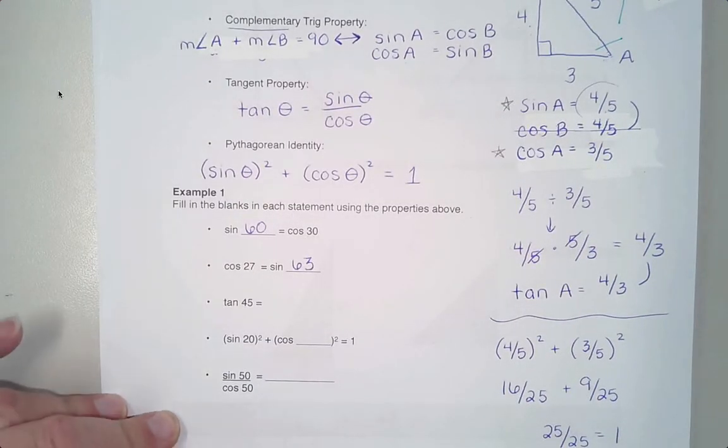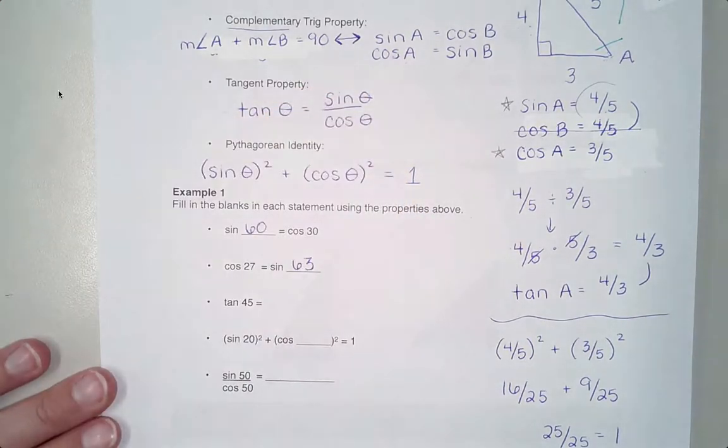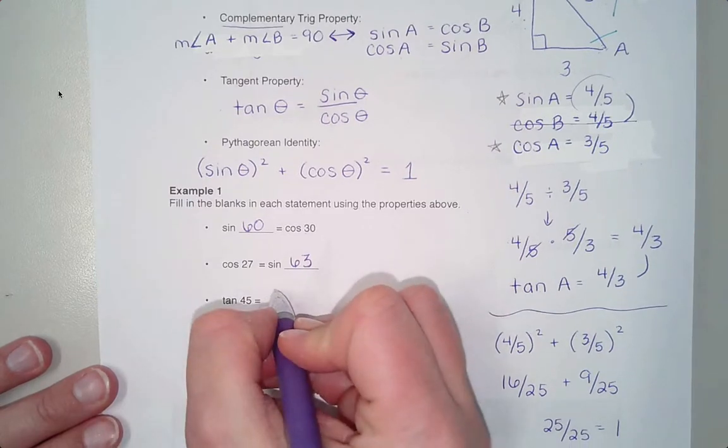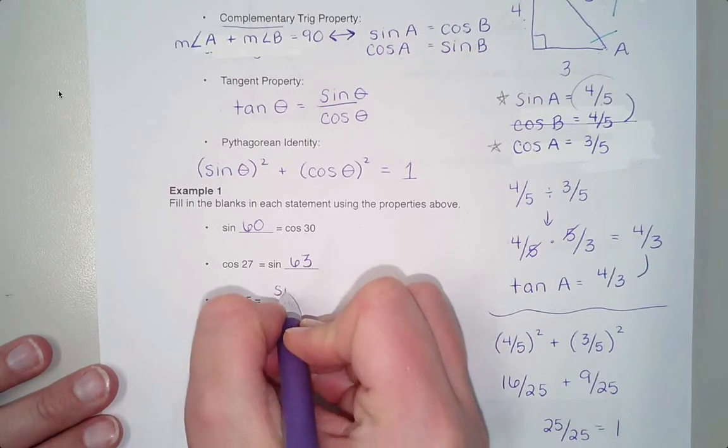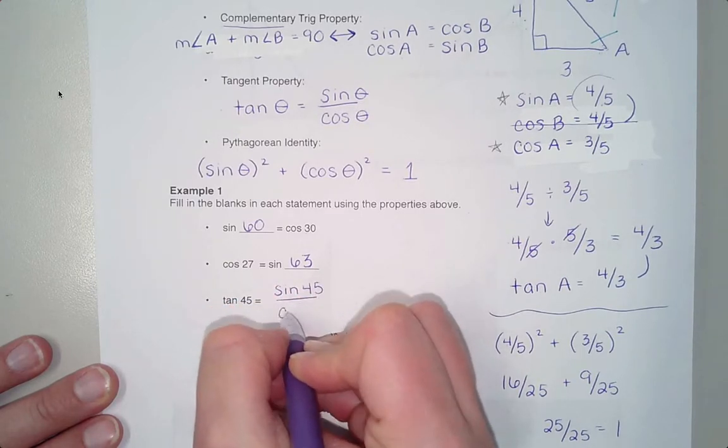All right, this next one, I don't just want tan of 45 from your calculator. I want you to use this tangent theorem that we have up here. I want you to say to me that the tangent of 45 is equal to the sine of 45 over the cosine of 45.